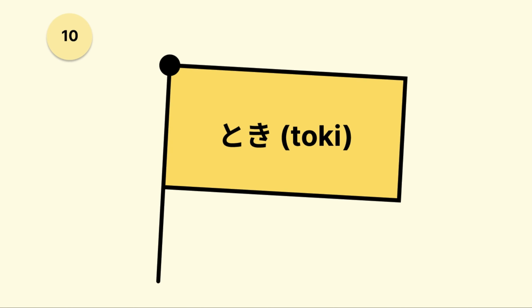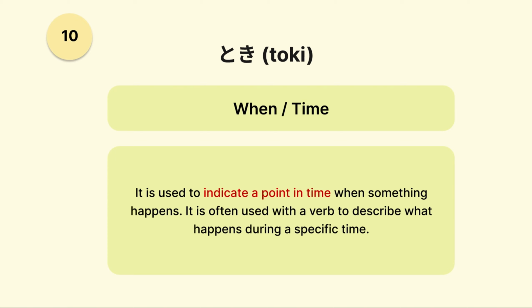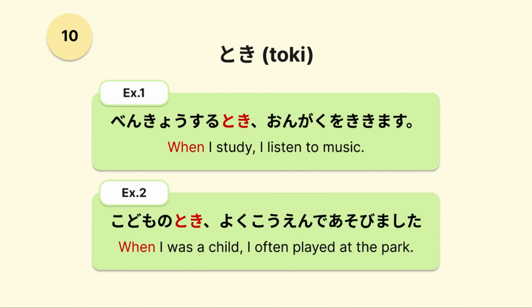Number 10. 時. Toki is for "when" or time. Toki is used to indicate a point in time when something happens. It's often used with a verb to describe what happens during a specific time. For example, 勉強するとき、音楽を聴きます。When I study, I listen to music. 時 is "when," and "when" comes at the beginning of the sentence.